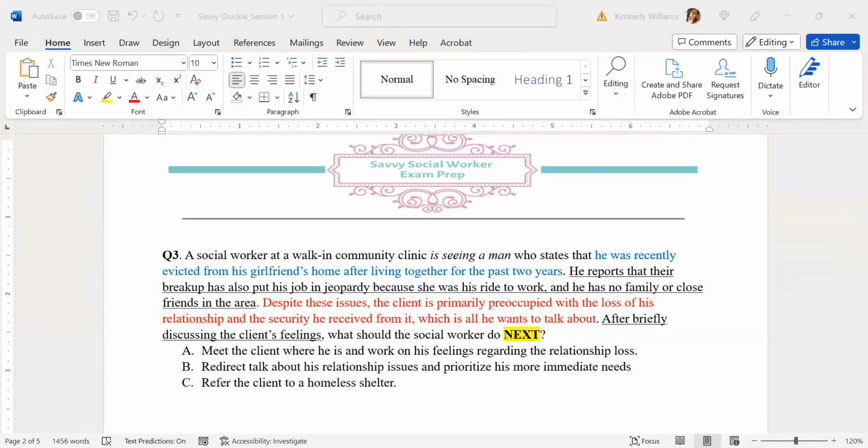A. Somebody said A. Anybody think anything else? B. Somebody said C. Anything else? Somebody? Okay, so whoever said A, tell me why you think it's A.